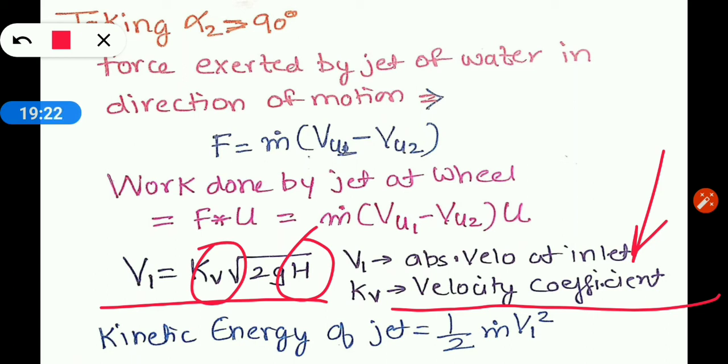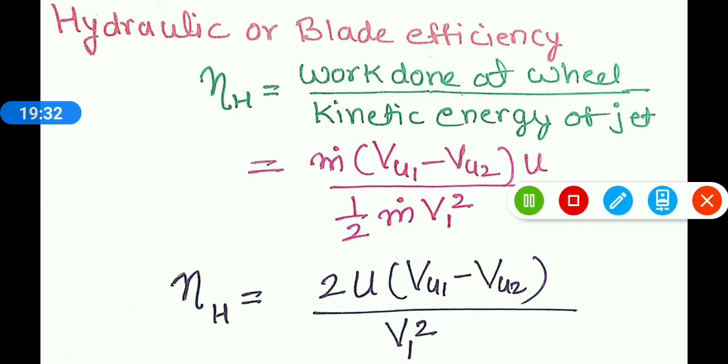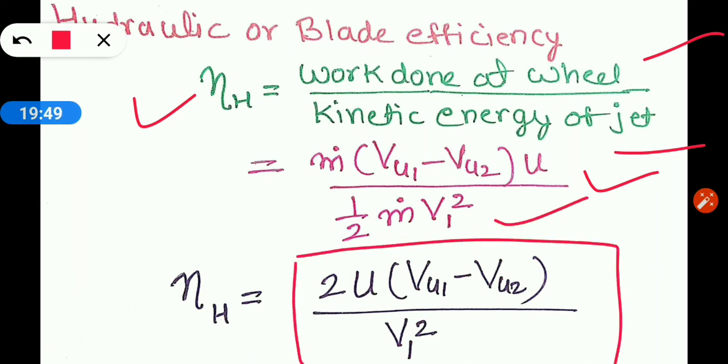What is the kinetic energy of the jet, or the input energy to the turbine? 1 by 2 m dot V1 square. Now we will write the hydraulic efficiency formula. It is work done at the wheel divided by the kinetic energy of the jet. So it is m dot into (Vu1 minus Vu2) into U upon 1 by 2 m dot V1 square. If you simplify it, you get 2U into (Vu1 minus Vu2) upon V1 square.